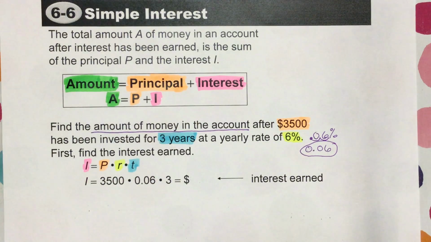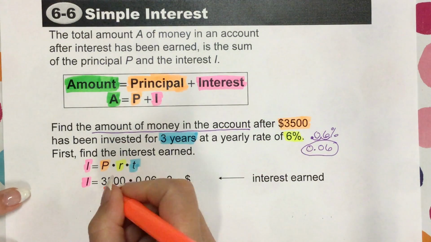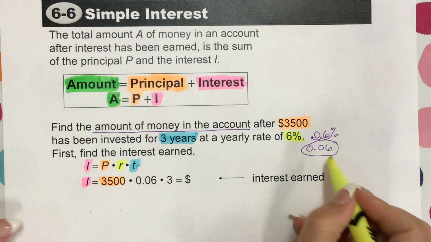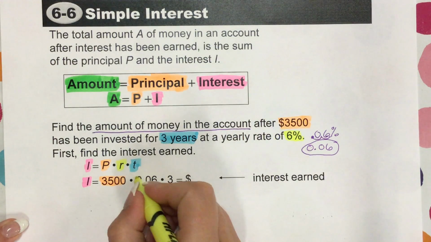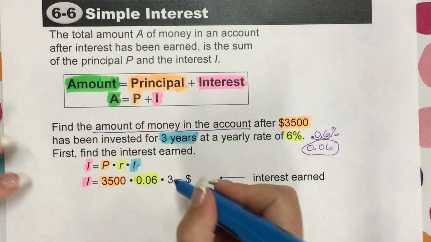Yeah, so then we just plug in the numbers. If we want to find the interest, our principal is $3,500. That goes in here for P. We multiply it by the yearly rate in the form of a decimal, which is 0.06, and then we multiply it by the number of years.